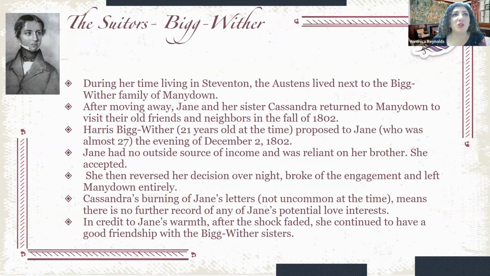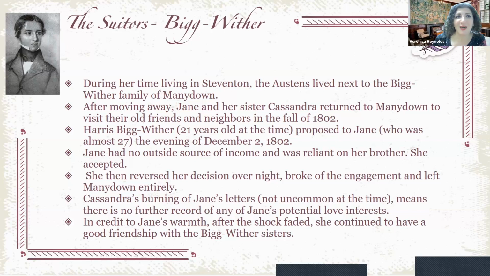The next big suitor is Bigg-Wither. I love that name, Bigg-Wither. During her time in Steventon, the Austens lived next to the Bigg-Wither family of Manydown. And after moving away, Jane and her sister returned to visit their friends and neighbors in the fall of 1802. Harris Bigg-Wither is only 21 at the time, and he proposes to Jane, who is almost 27. This would have been a pretty big age gap at the time, especially with the woman being older. And he does so on the evening of December 2nd, 1802.